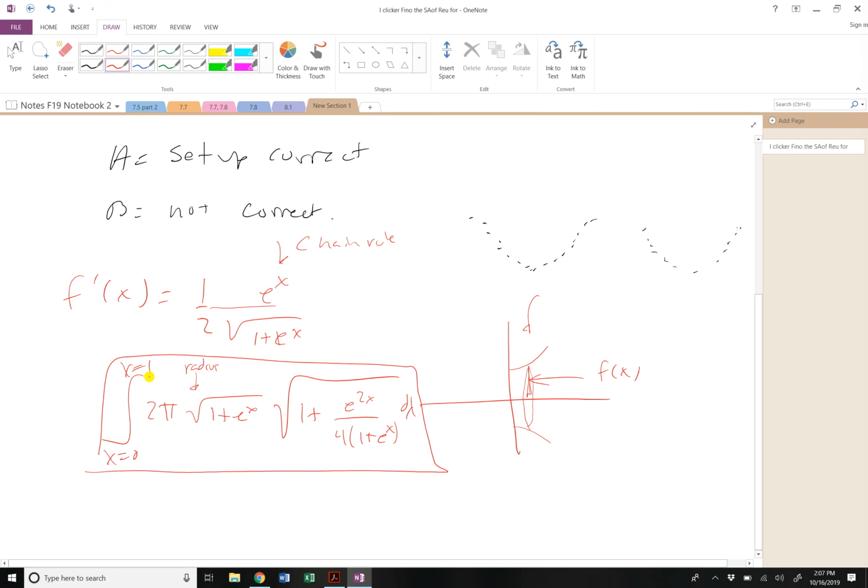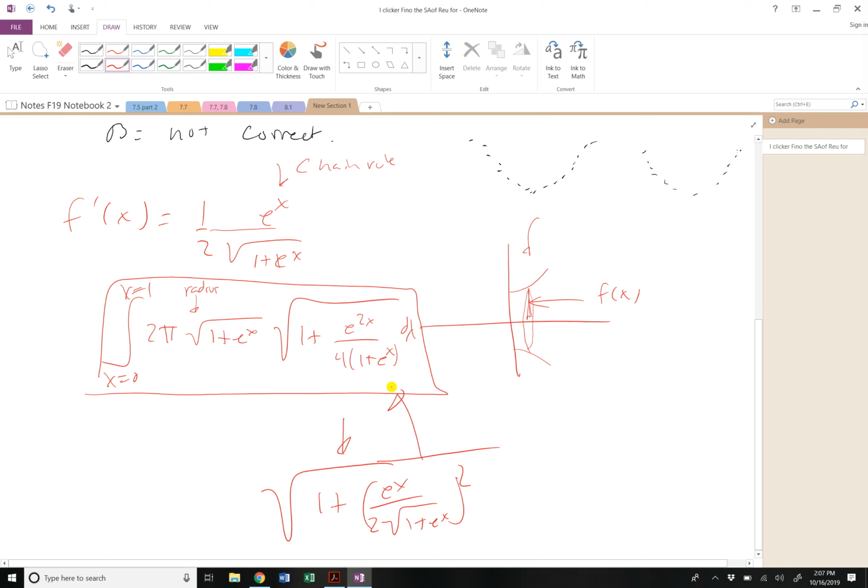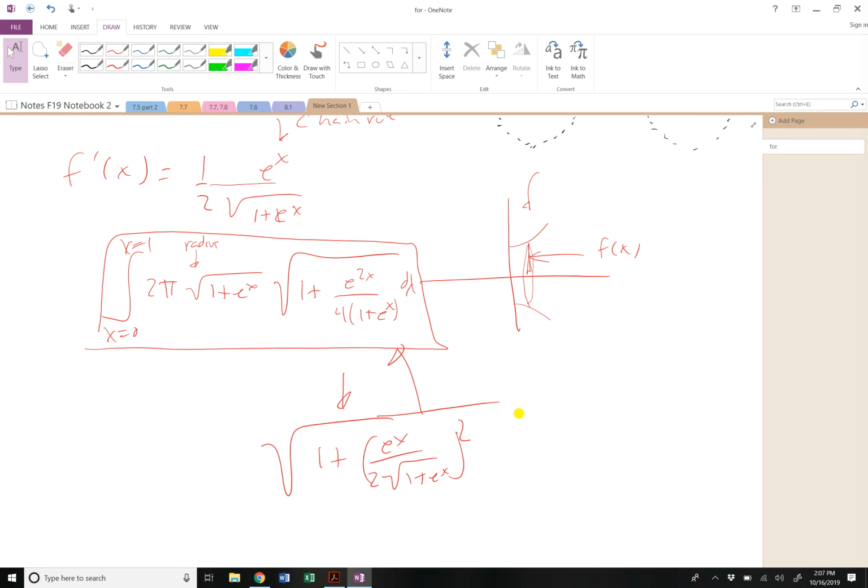Yep. Why is it e to the 2x? Because this derivative is squared. Oh, okay. So I already squared it. You could also rewrite that as the square root of 1 plus e to the x over 2 times the square root of 1 plus e to the x quantity squared. Right. So I just put it into that. Great question. Yeah, you don't have to have it squared out. Okay. So any questions up to this point on this problem, on getting the setup?